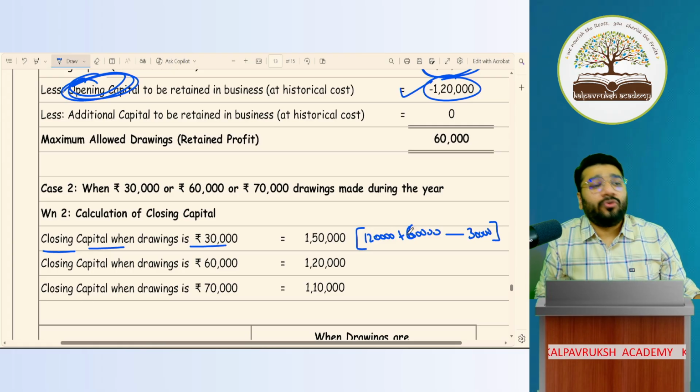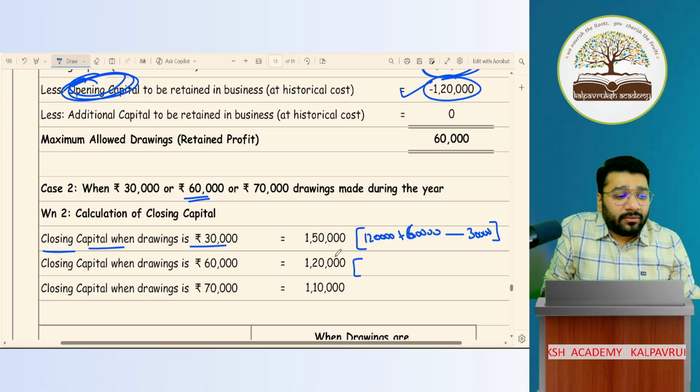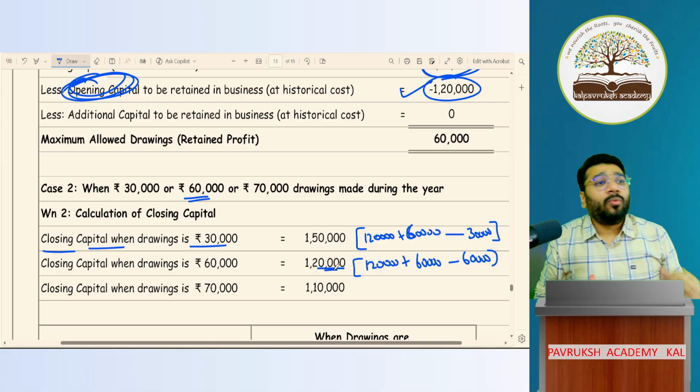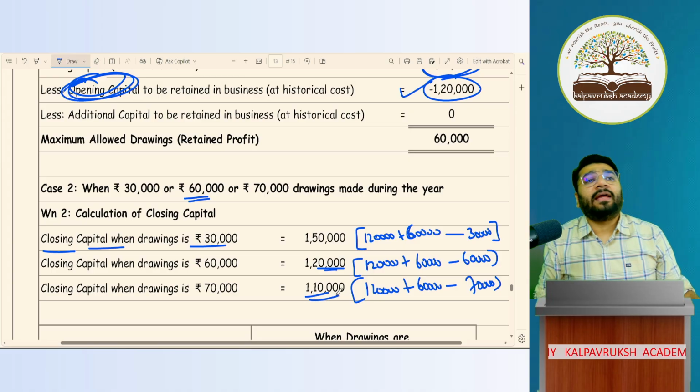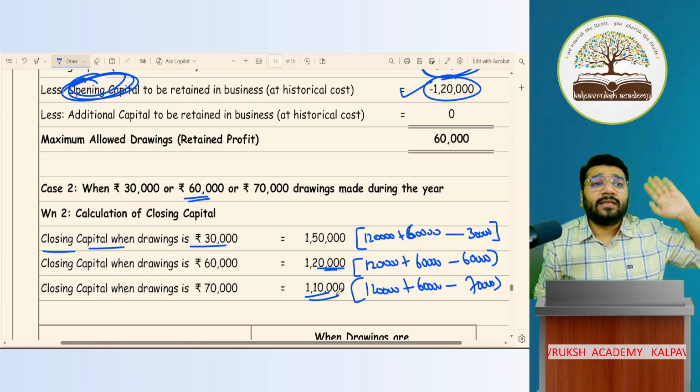Any difficulty? No difficulty. In the second case, when the drawings is 60,000, what is the calculation? Opening capital 120 plus profit 60,000 minus drawings 60,000. So what is my capital in hand right now? 120. In the third case, opening capital 120, profit 60 minus 70,000 drawings. What is my closing capital? 110. So when drawings change, my closing capital also will change. Got it?